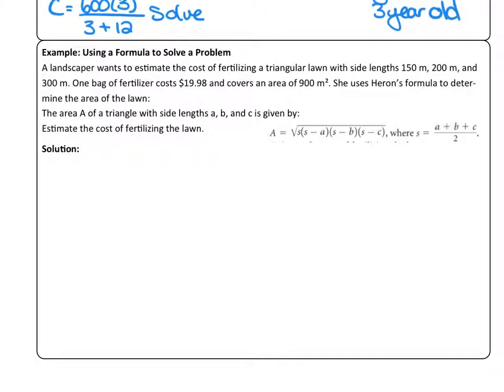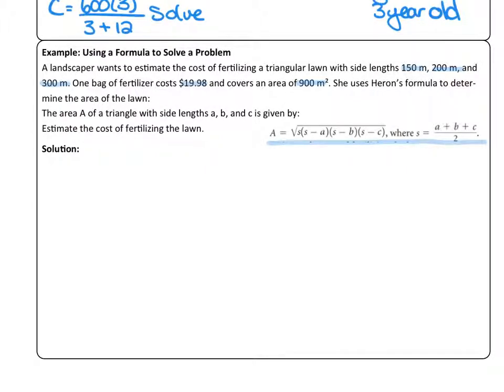So here we have another example. A landscaper wants to estimate the cost of fertilizing a triangular lawn with side lengths 150, 200, and 300. One bag of fertilizer costs $19.98 and covers an area of 900 meters squared. She uses Heron's formula to determine the area of the lawn. And here's Heron's formula right here.